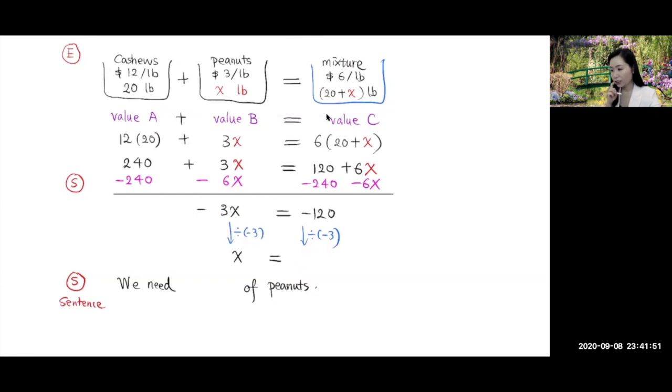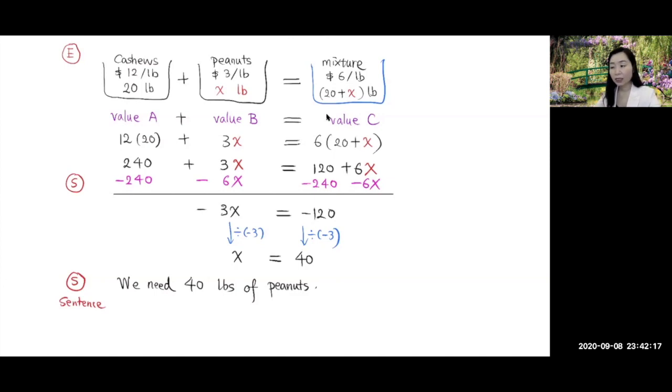X is equal to positive. Negative divided by negative is positive. So that is positive 40. This is the solving part right here. The last part will be a complete sentence. So write a complete sentence: we need 40 pounds of peanuts.